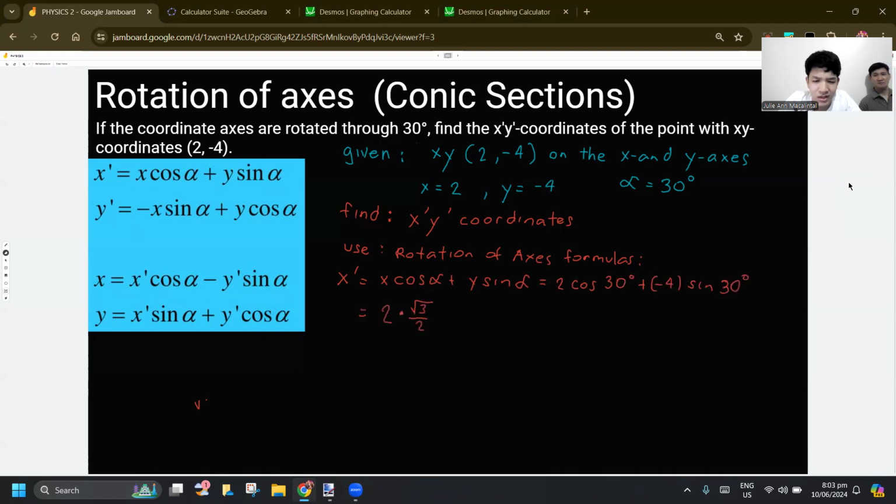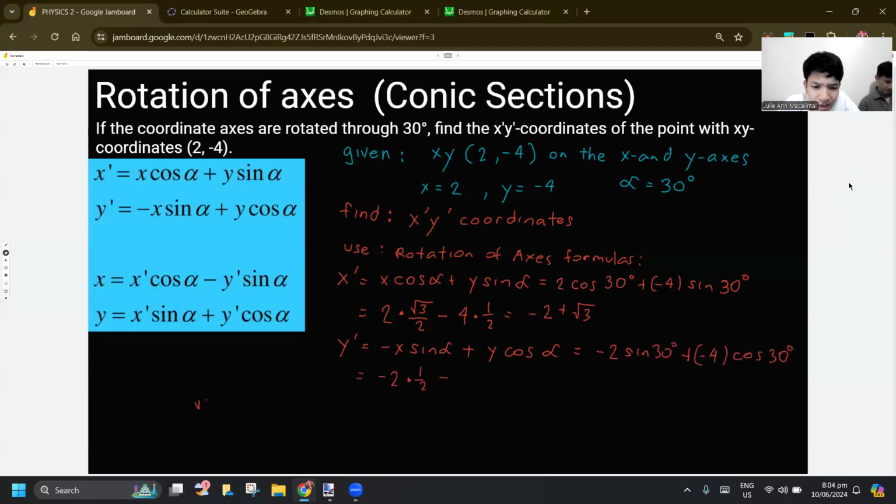And when we substitute the given, which is x equals 2, y equals -4, and the angle is 30 degrees. And cosine 30 degrees is root 3 over 2, and sine 30 degrees is 1/2. This gives us x prime is equal to -2 plus square root of 3. And then the y prime is equal to -1 minus 2 square root of 3.